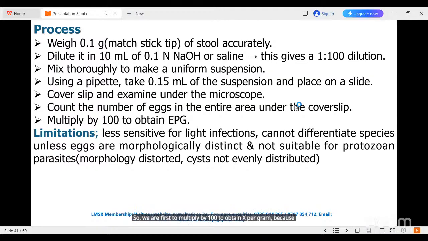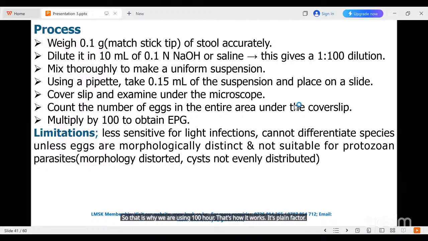Remember, we used 0.1 gram of stool sample, but our dilution factor was 1 to 100, because 0.1 over 10 gives you 100. So our ratio is 1 to 100. 0.1 gram was in 10 ml that we've used, and we picked 0.15 ml. The dilution factor is what we use to multiply and get the eggs per gram of a stool sample. That is why we are using 100 as our multiplying factor.